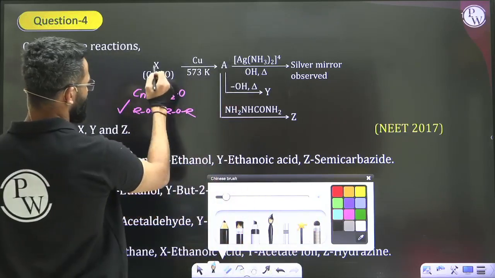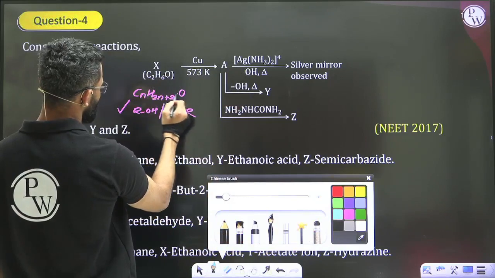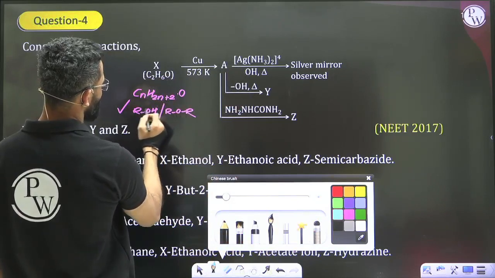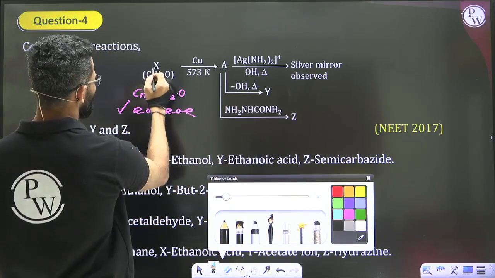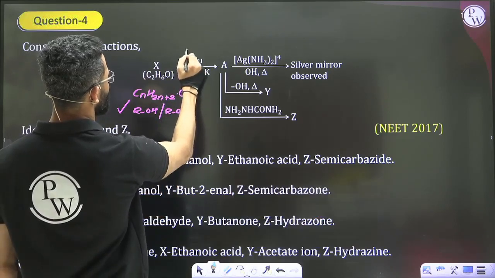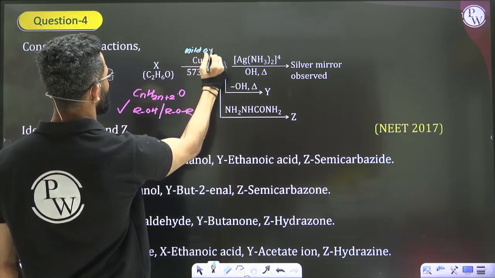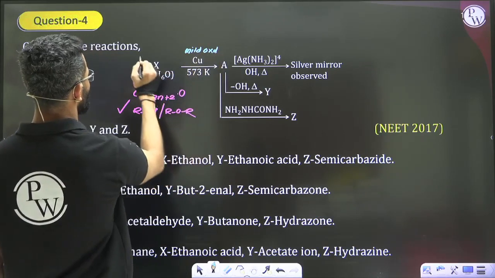Like we said, we figured out that this molecular formula corresponds to this general formula, which corresponds to either alcohol or ether, which means this could be either of these two. Looking at this copper at 573 K, which is a mild oxidizing agent, this has to be alcohol.